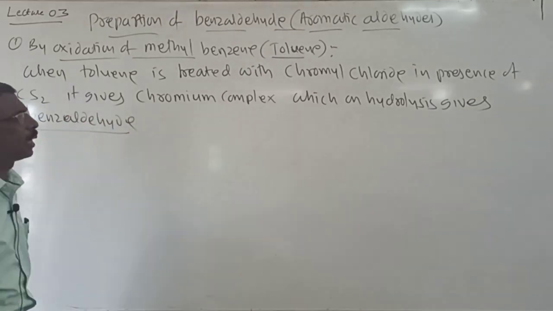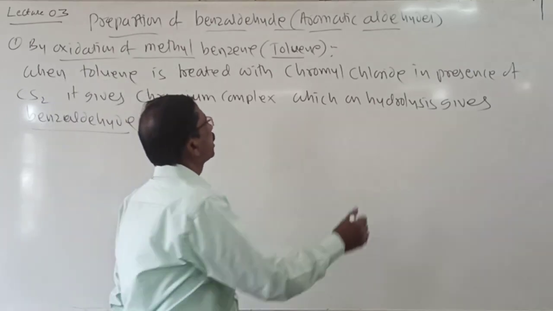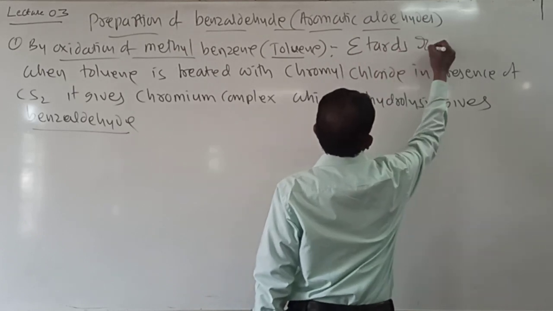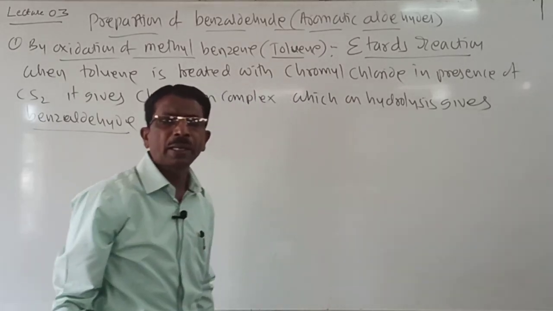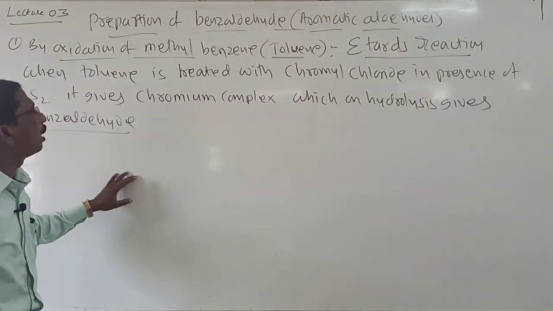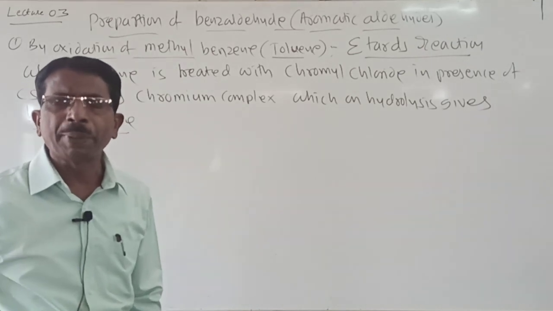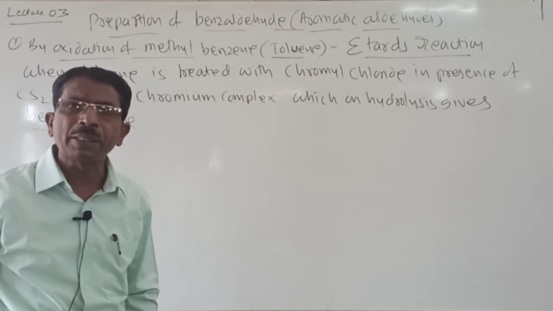Look here, students, the methyl group undergoes oxidation, and this method is also called Etard's reaction. Remember this. It carries 3 marks. By oxidation of methyl benzene, the methyl group which is present in the benzene ring undergoes oxidation in presence of chromyl chloride, forming benzaldehyde.